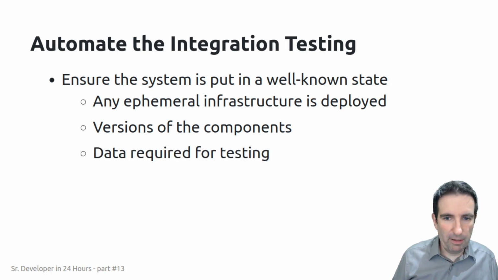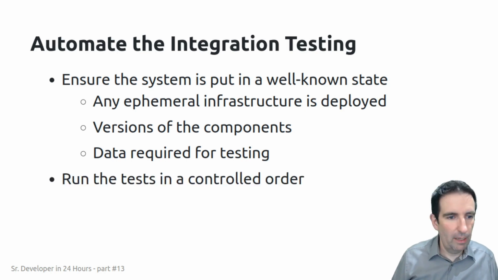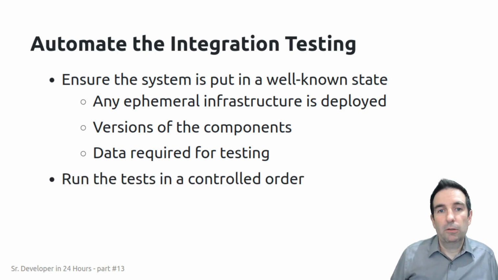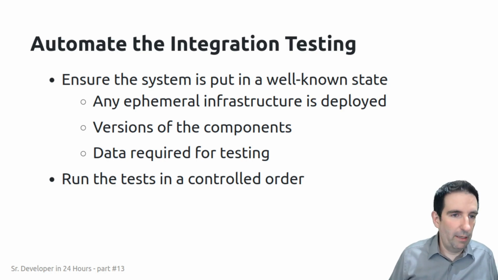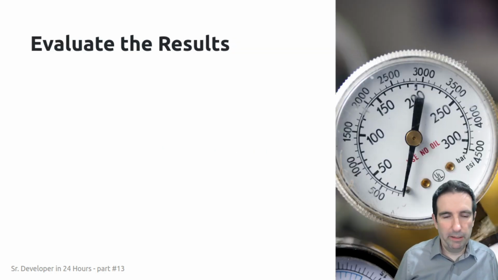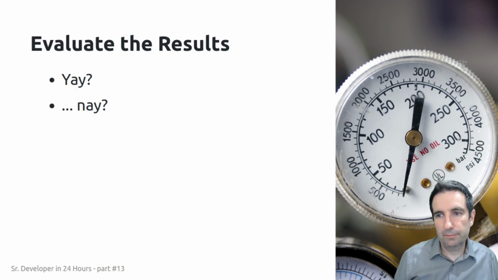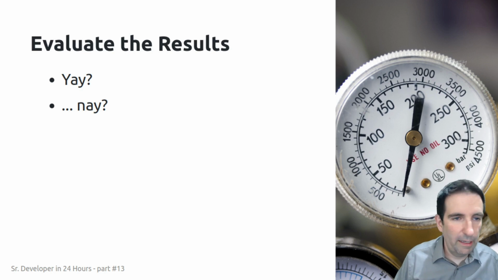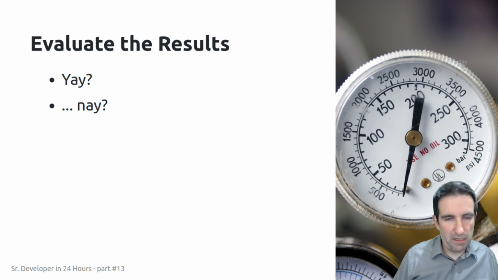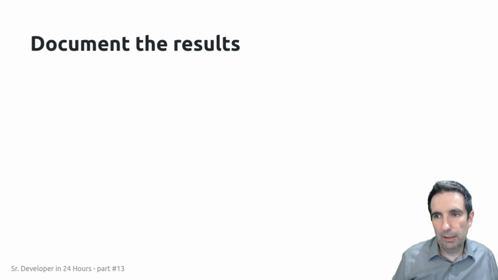We want to set up the testing data. We want to run the tests in a controlled order to make sure that it is reproducible. Once we have automated all of this, we evaluate the results. Hey, did they work? Did they fail? Again, if we're using something like JUnit or Jasmine, etc., it is really easy to evaluate if the results match what we expected or not.